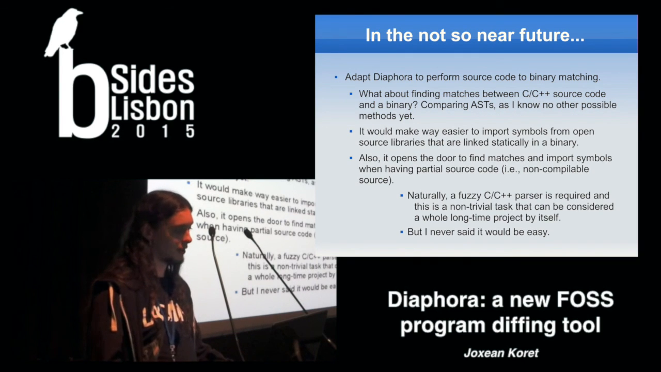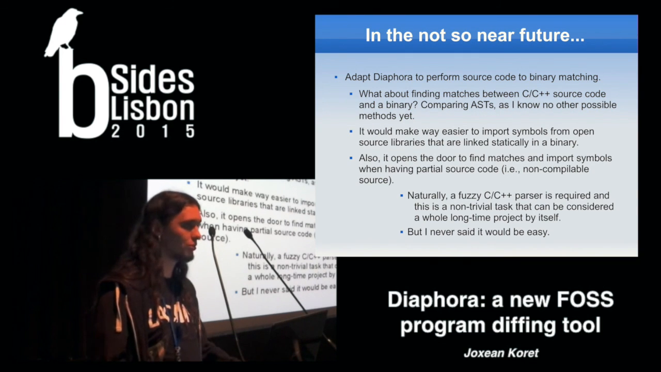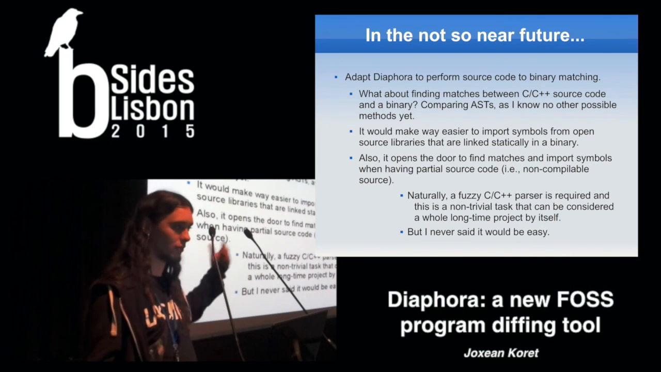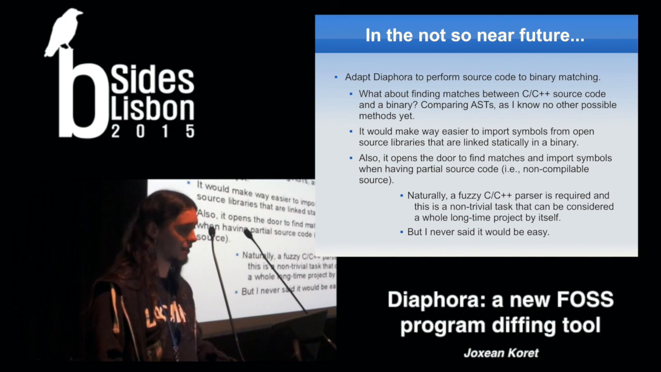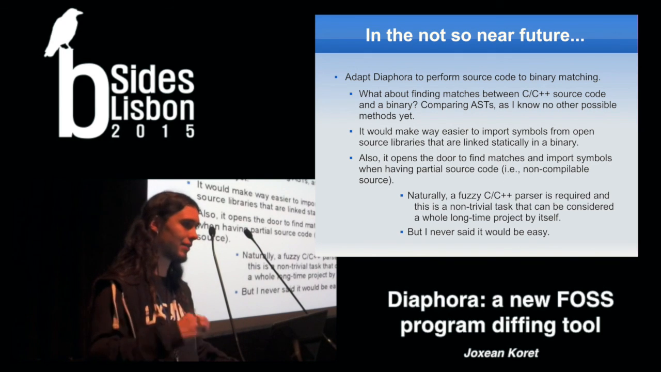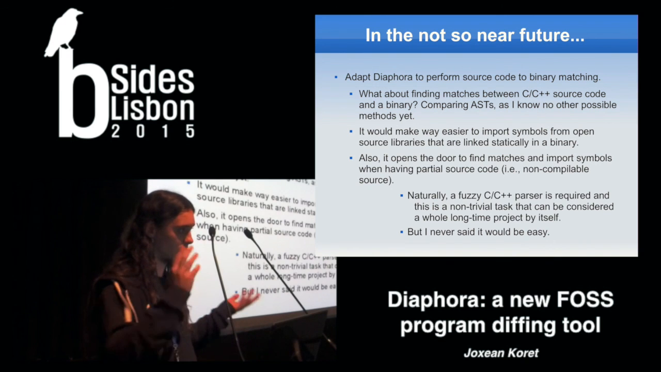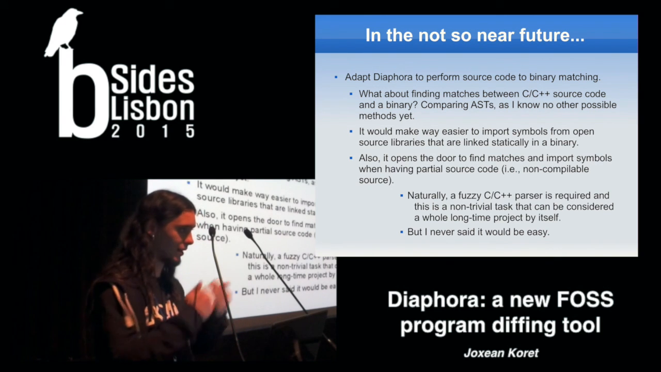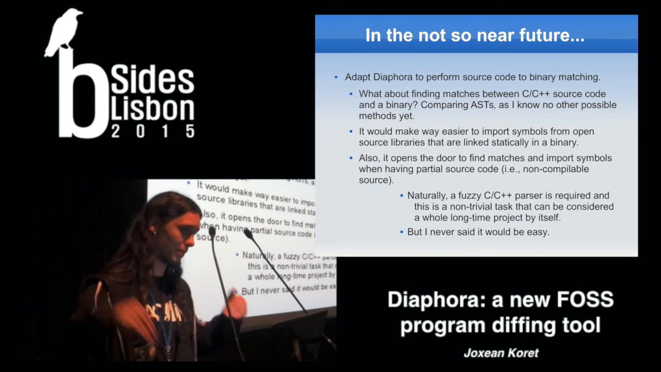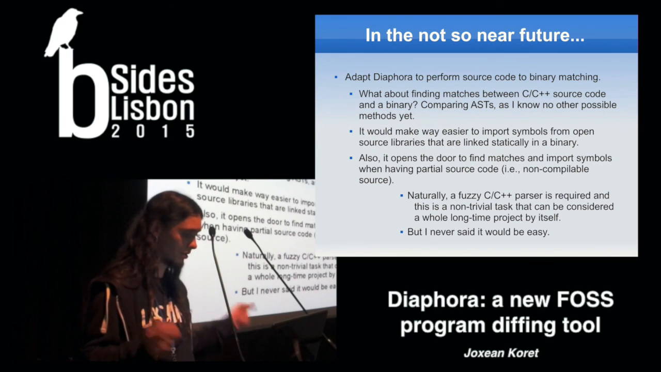And in the not so near future, I want to improve it by adding a way to match a binary directly from source code. What about finding matches between the C++ source code that you have from some application, let's say OpenSSL, and the binary that you're analyzing, which you know statically links the OpenSSL code? So you don't have to lose your time analyzing the OpenSSL related functions in your commercial product. You simply compare them, import all the symbols, and that's all.